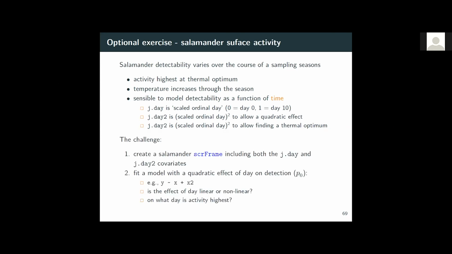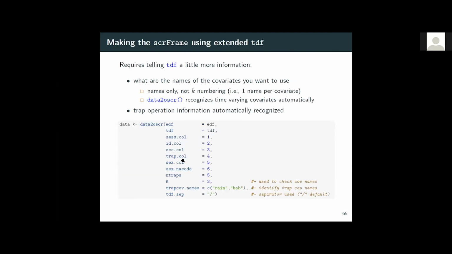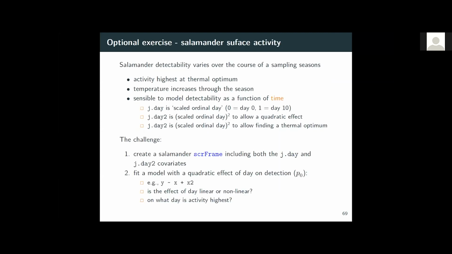So the analytical challenge for you, when you have some time, is to go back and create the Salamander SCR frame, but providing JDay and JDay 2 as covariates. So going to the data to OSCR function and trying to create an SCR frame that has the covariates built in. And then fit a model with the quadratic effect of day on detection only. This is a kind of pseudocode for how you'd specify a quadratic effect, and I can answer questions about that later if you want.